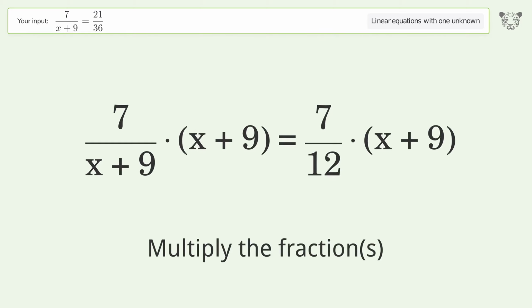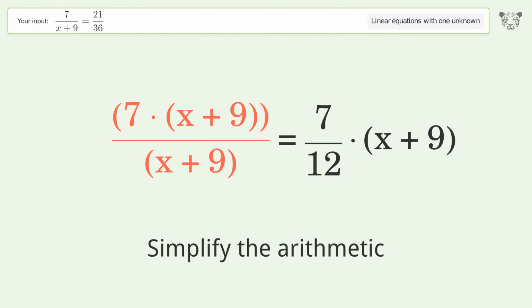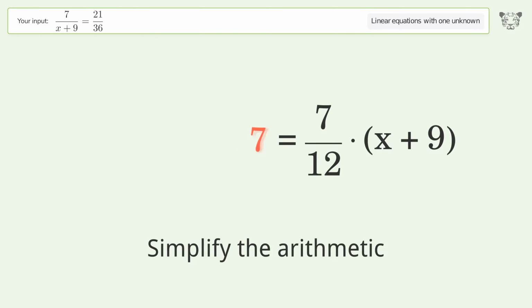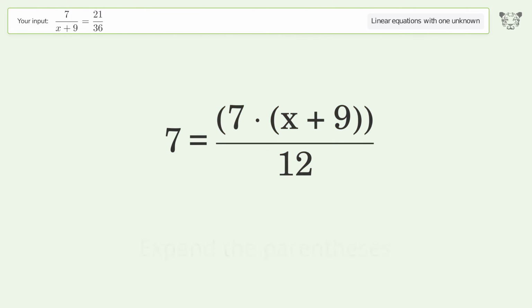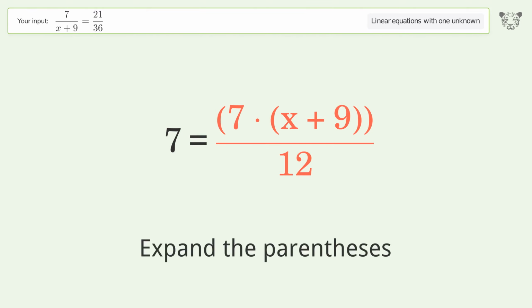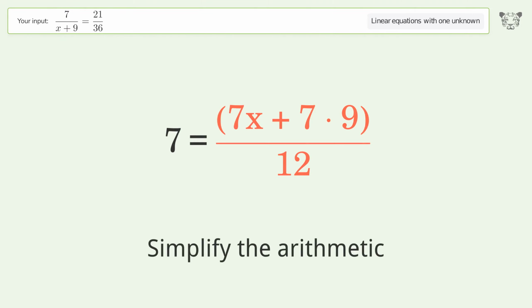Multiply the fractions. Simplify the arithmetic. Multiply the fractions. Expand the parentheses. Simplify the arithmetic.